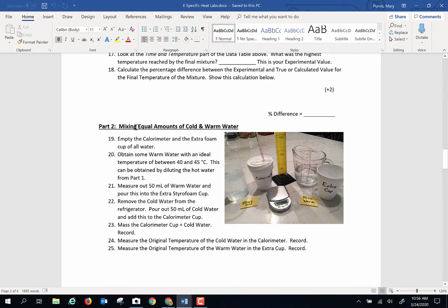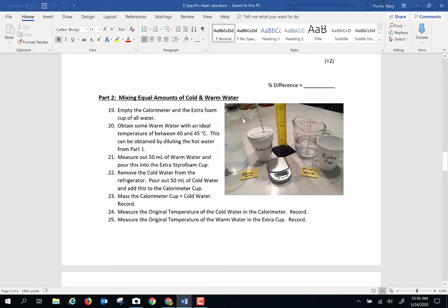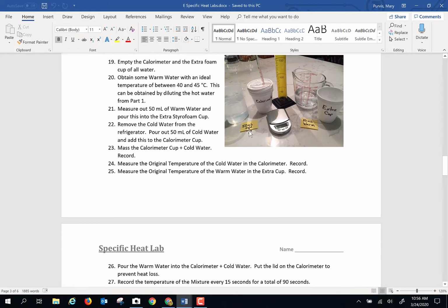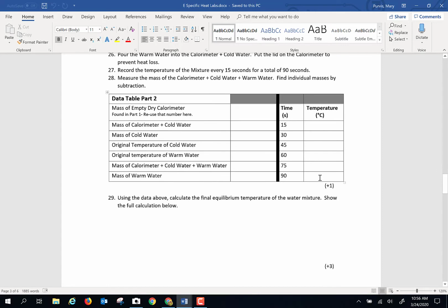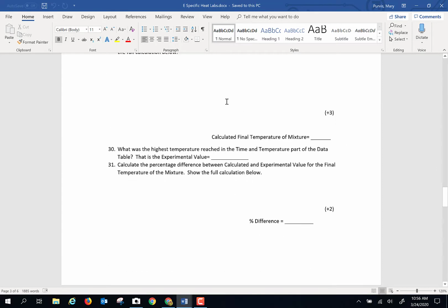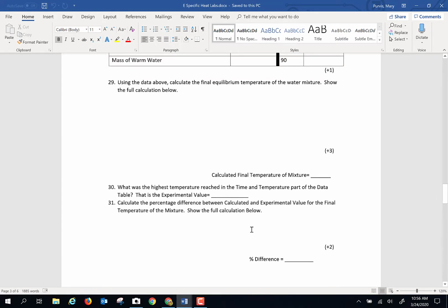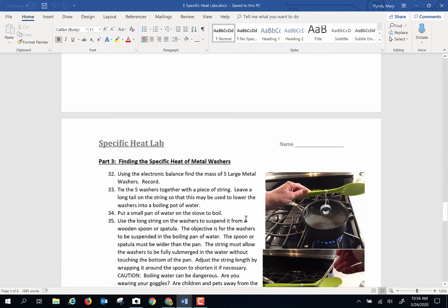Part 2, you're basically doing the same thing with different amounts of water. 50 milliliters of cold water and 50 milliliters of warm water. Same thing, mixture, measure the temp upon mixing, show me the calculations, and then the percent difference between the two.